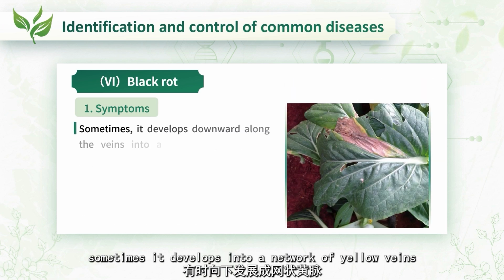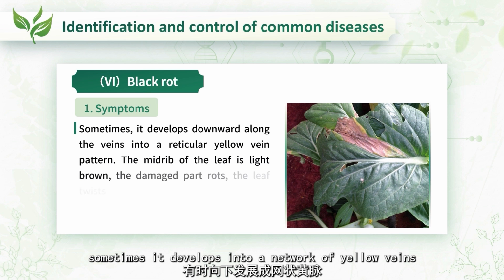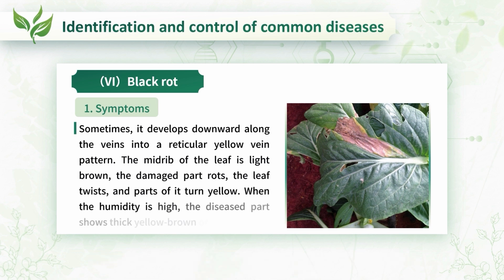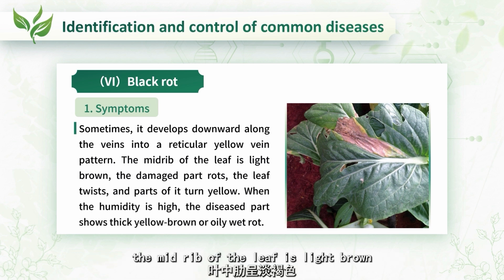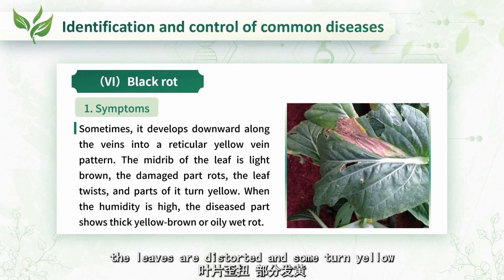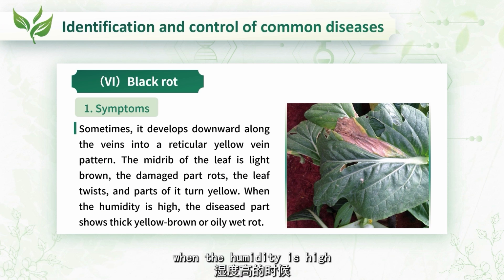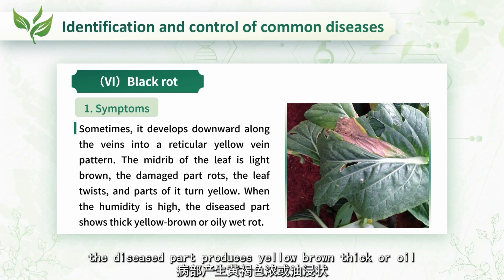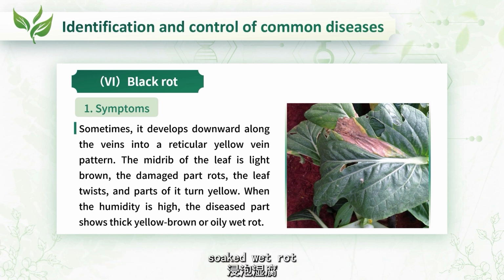Sometimes, it develops into a network of yellow veins along the veins. The midrib of the leaf is light brown. The damaged part rots. The leaves are distorted, and some turn yellow. When the humidity is high, the diseased part produces yellow, brown thick or oil-soaked wet rot.